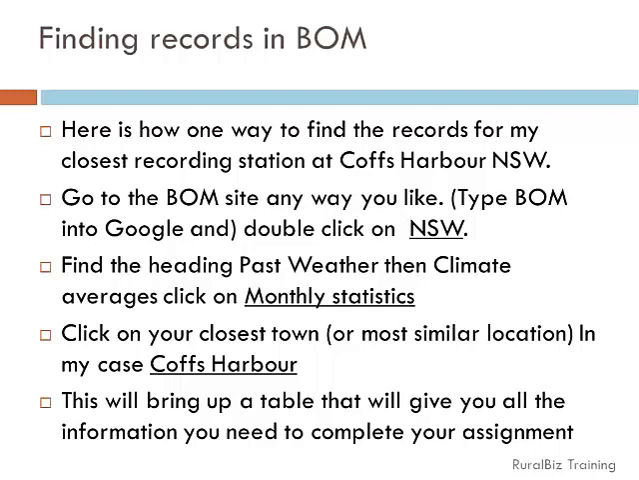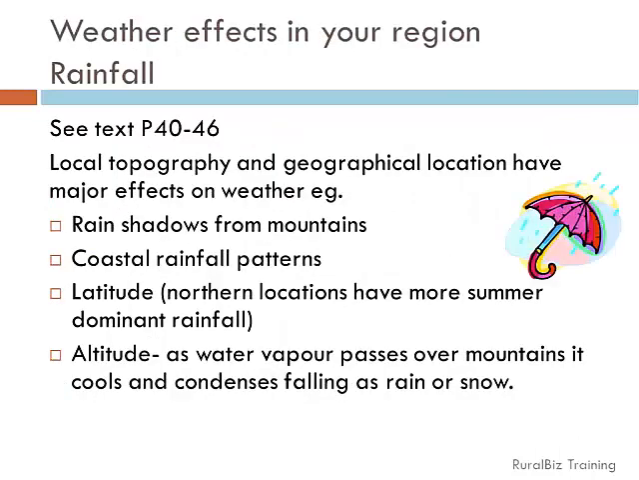So if you do that, you'll bring up a table that will give you all the information you need to complete the next section of your assignment, which is to give some weather record information that typifies your farm. Now, you may not use the closest site. You may have to go to somewhere that is similar. Altitude can make a big difference, so we want to get the closest to what your place would be. So you may have to go somewhere that's a little bit further away and similar altitude.